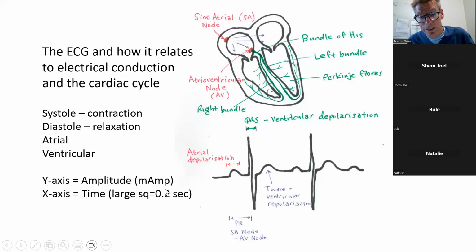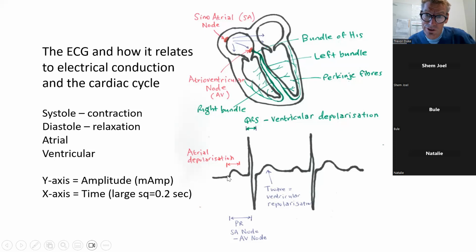It's important to know, so we've learned about the P wave represents atrial depolarization. The PR interval represents the SA node to the AV node. The QRS complex represents the ventricular depolarization, and the T wave represents the ventricular repolarization, and then it starts again.